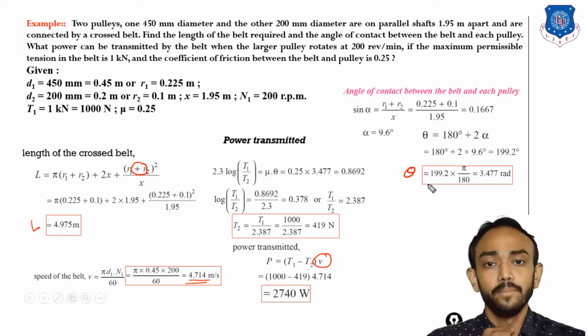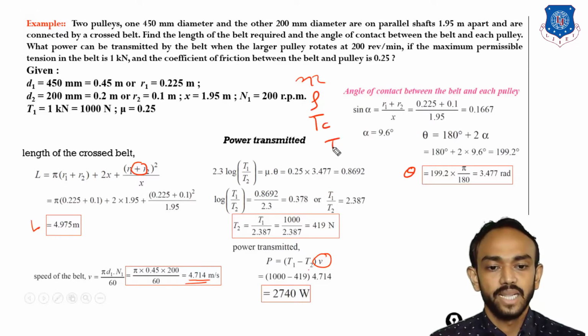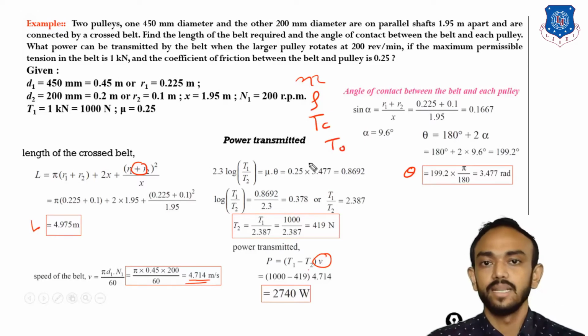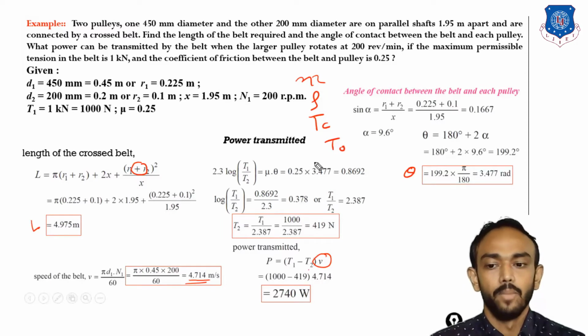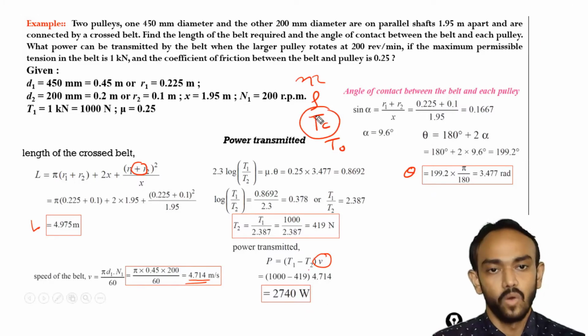Okay, it is a very basic example because mass, density, centrifugal tension and initial tension are not given or considered here, as this is a very small example. But this can be lengthy if centrifugal tension is given. Okay, thank you.